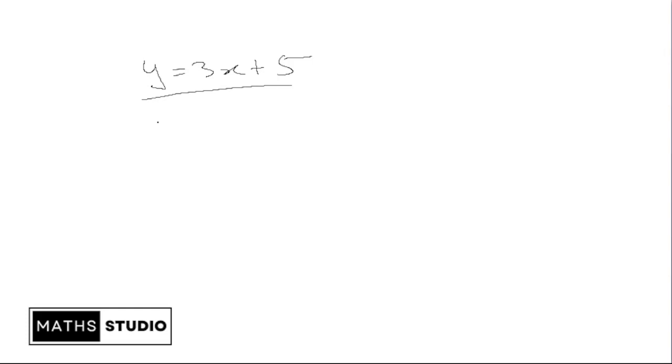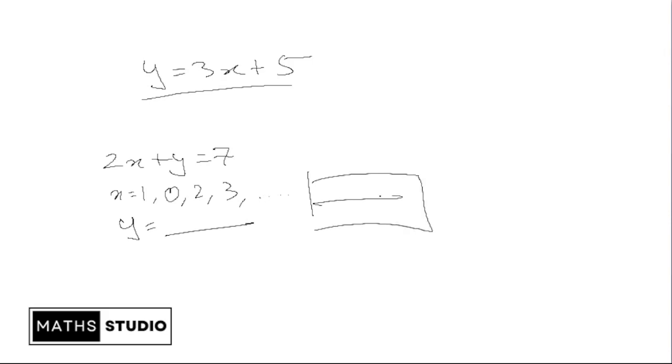Now in question number 2, they have asked to write 4 solutions for each of the following equations. So the same way I explained some time back, 2x plus y equal to 7. Put a value of x equal to 1, x equal to 0, 2, 3, any such four values for x, and find the values of y, and those are the solutions for x and y.